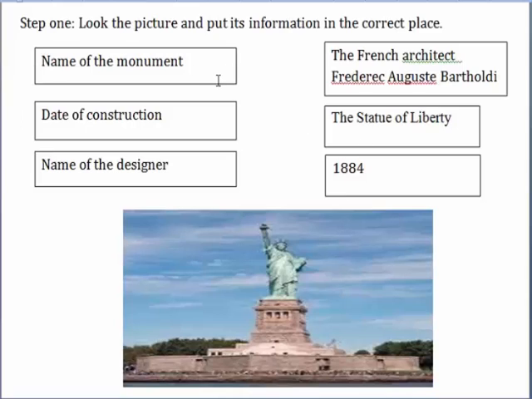So of course the name of the monument would be the Statue of Liberty. Date of construction would be 1884. Name of the designer would be the French architect Frédéric Auguste Bartholdi.